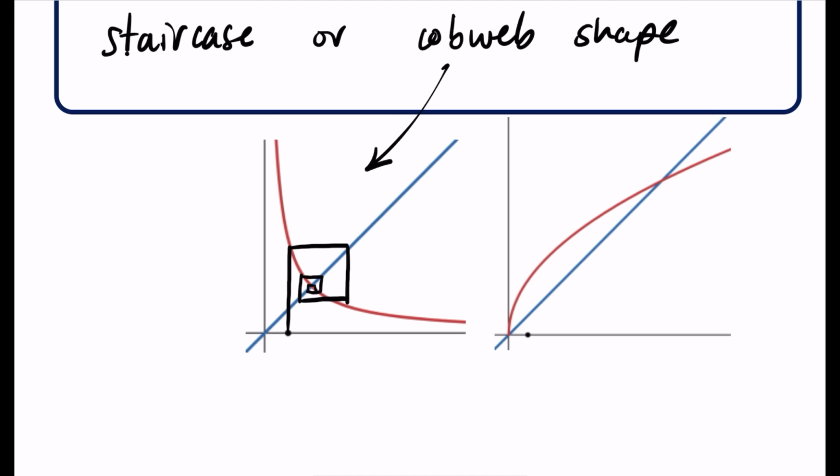So for this particular one, I'm going to go from here to the curve, then to y equals x, the curve, y equals x, etc. And each of these is an iteration, like a stage of iterations: 1, 2, and so on. This one is an example of a staircase diagram.